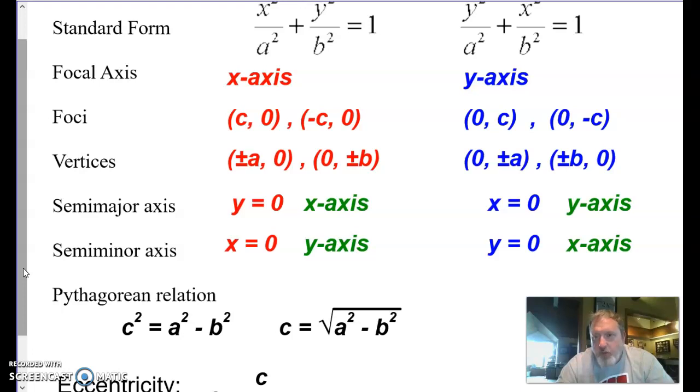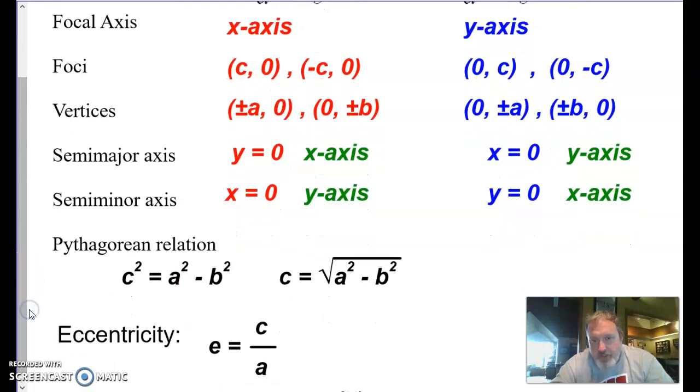When we're dealing with an ellipse, a squared minus b squared will equal c squared. So when we have a and b, that allows us to solve for c. So for an ellipse, a squared minus b squared.